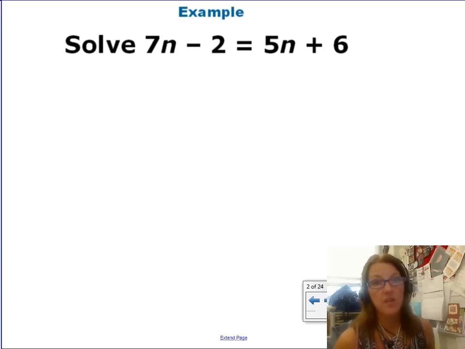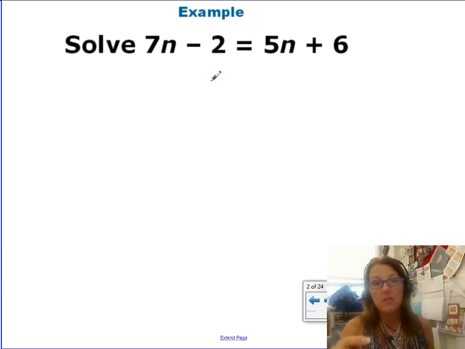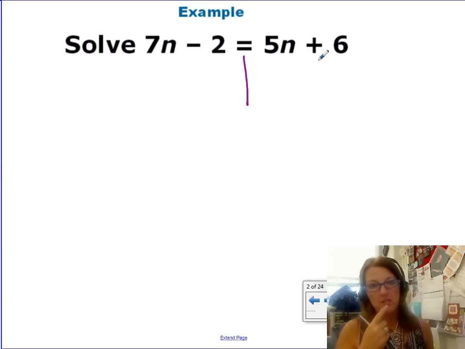So here we go. A number of examples that get progressively more difficult, and let's see how you do. All right, here's the first one. 7n minus 2 equals 5n plus 6. Now, normally, what I've always said to do is find the variable and get it alone. Problem is, this time I've got the variable on each side of the equation. So it's a little more complicated as to how we're going to get the variable by itself.